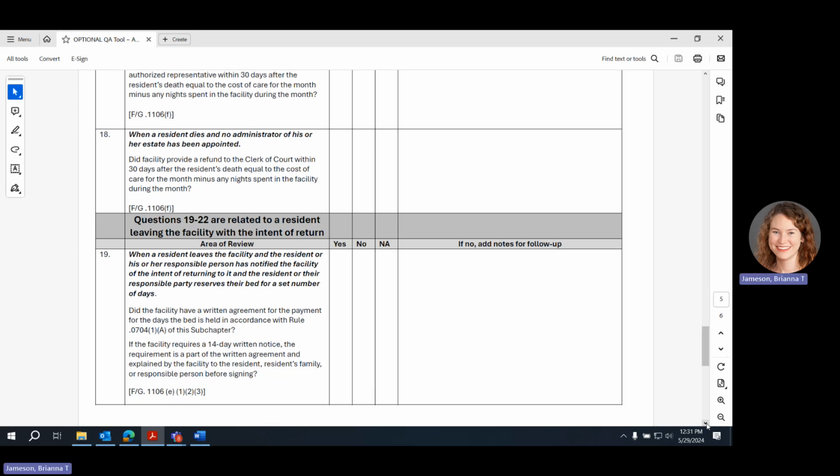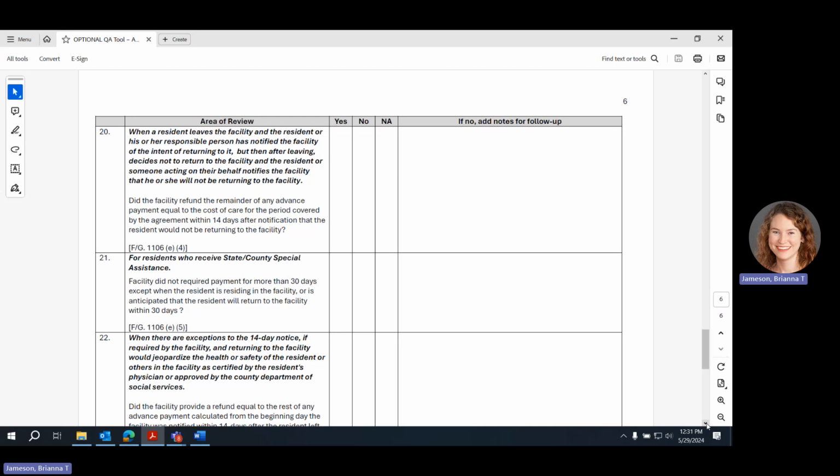If the facility requires a 14-day written notice, the requirement is part of the written agreement and explained by the facility to the resident's family or responsible person before signing. There is space to check yes, no, or not applicable. And if no was checked, there is space on the right-hand side of the page to add notes for follow-up.